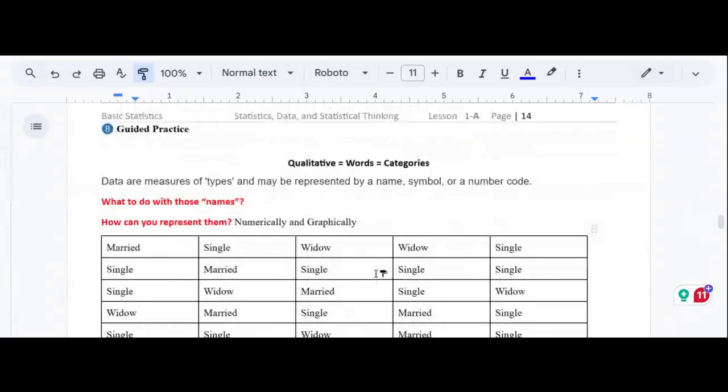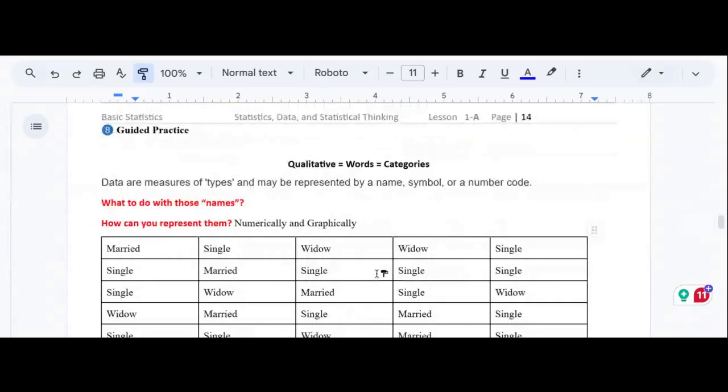Now, I didn't print this out, okay? Bad me, right? Now, these numbers are called quantitative. Not quantitative, it's qualitative. Qualitative means what? Words. Words or categories.